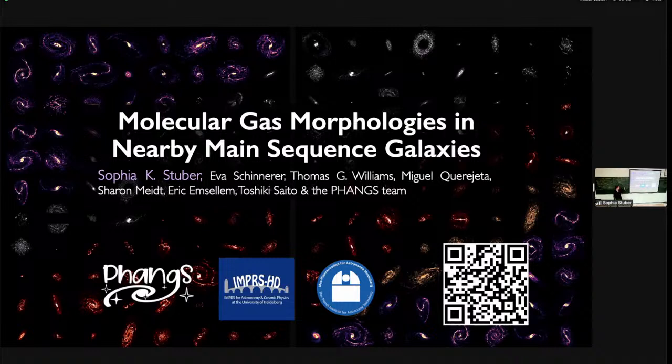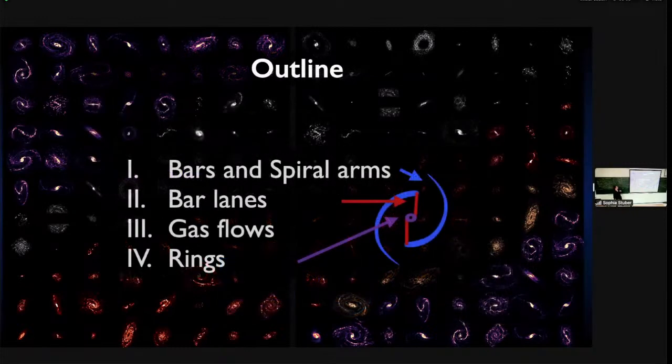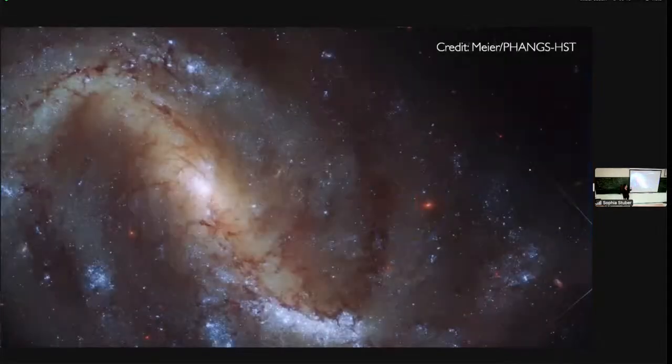But before I go into this in more detail, let me give you a brief overview of what this talk is going to be about. Okay. So morphologies can mean a lot of different things. What I mean if I say morphologies are dynamical structures such as bars and spiral arms, which I'll spend most of the time talking about, but also bar lanes, also often known as dust lanes. I'll explain them in more detail later. I'll also talk about gas flows due to these features. And last but not least, I'll talk a little bit about different types of rings that we can have in these galaxies.